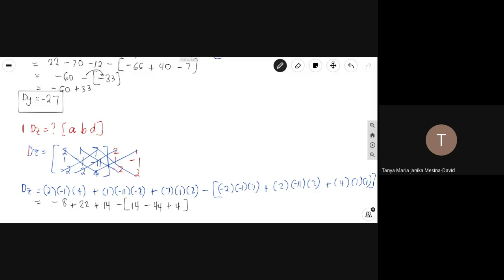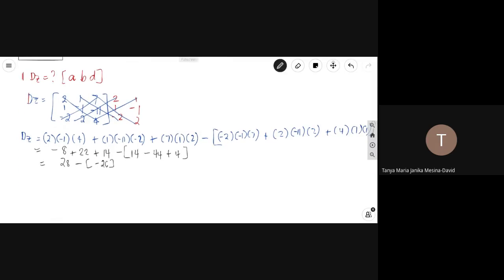So let us simplify more. We have negative 8 plus 22 plus 14, which is equal to 28, minus, we have 14 minus 44 plus 4, which is negative 26. And so if we distribute that, dz will become 28 plus 26, and 28 plus 26 is 54. Therefore, dz is equal to 54. So this is now the determinant of z, or dz.